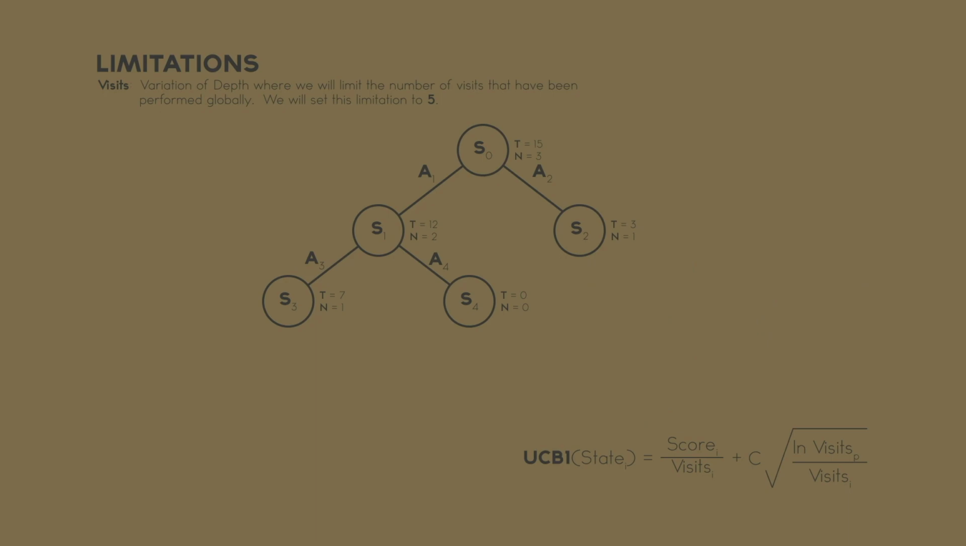S1 is not a leaf node, so tree traversal continues. At the current level of the tree, there exists a node that has not been visited before. UCB scores do not need to be checked. The first node in the list that has a visit count of 0 is chosen, S4. A rollout is performed, resulting in 1, which is backpropagated.